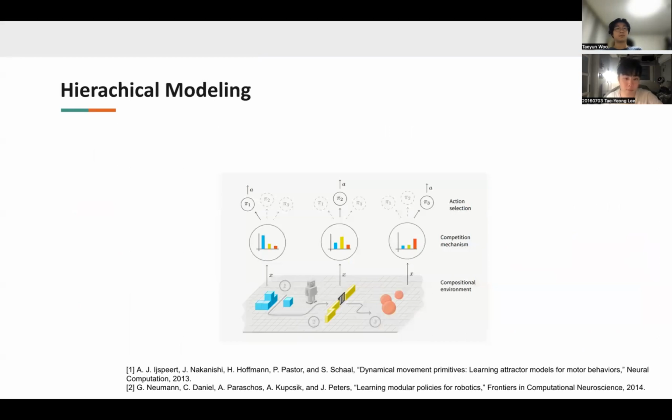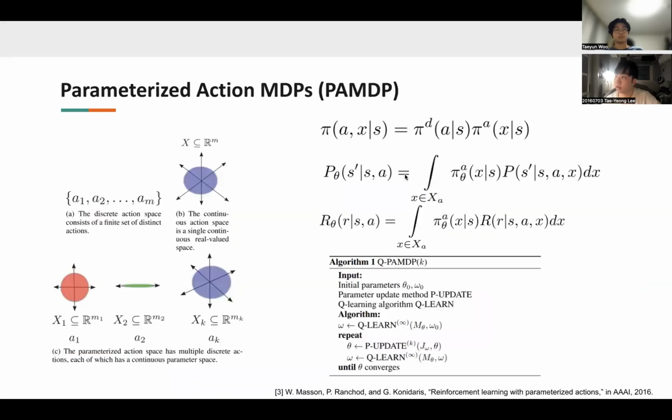To solve this problem, recent work has harnessed pre-built primitives. However, these works are limited as they are confined to using only one or two primitives. The MAPLE method adopts a set of versatile primitives to solve diverse manipulation tasks. And PAMDP is the method where the agent executes the parameterized primitive at each decision-making step.